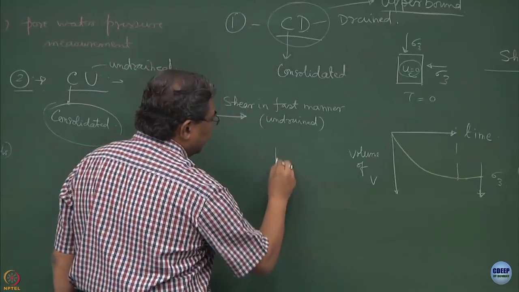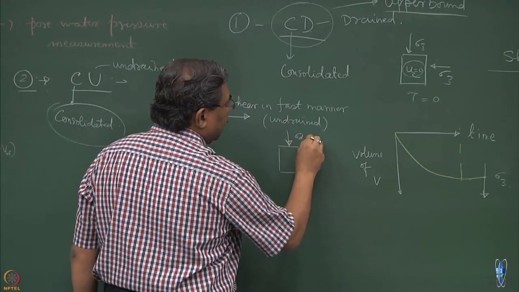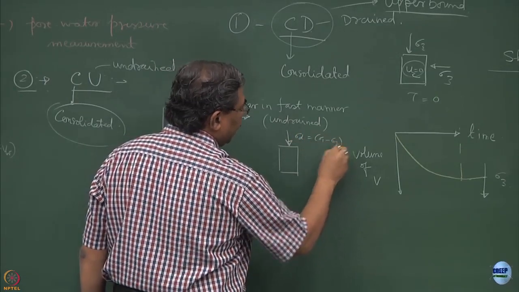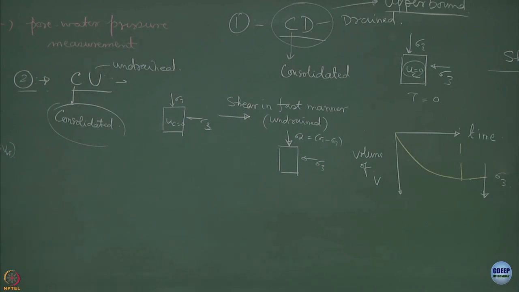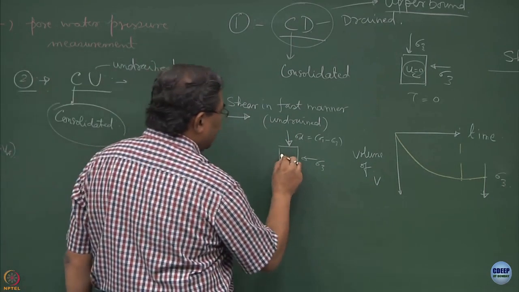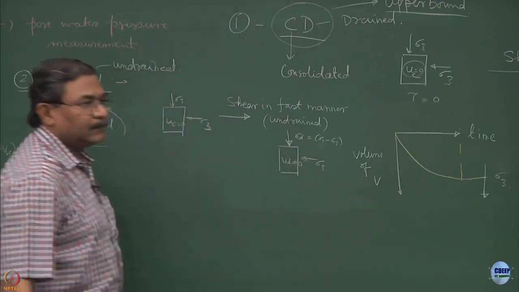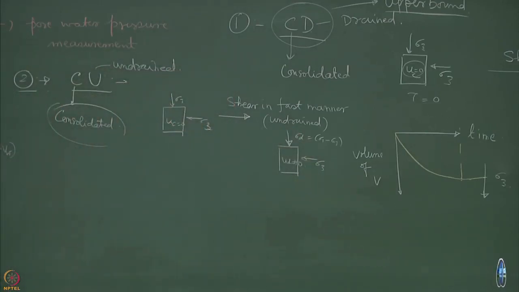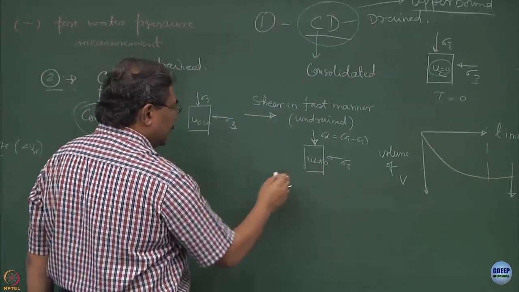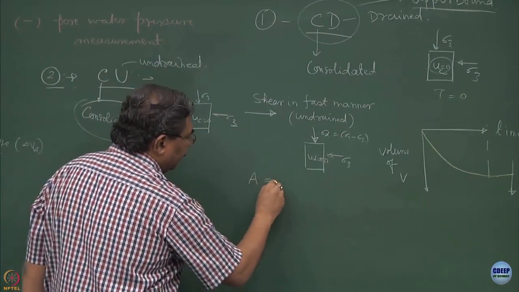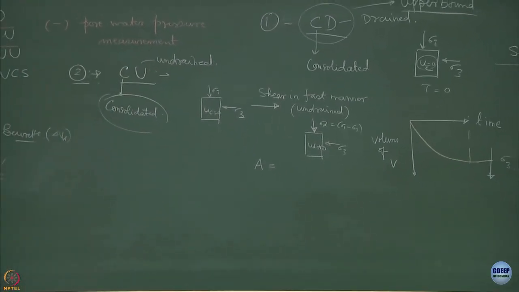So at this stage, if I say that this is sigma d, which is sigma 1 minus sigma 3, and sigma 3, what will happen to the water pressures? Because this is an undrained test, u will not be equal to 0. There will be some value. Now what should I do with this? This is where we define a parameter A. So the A parameter becomes a pore water pressure parameter.